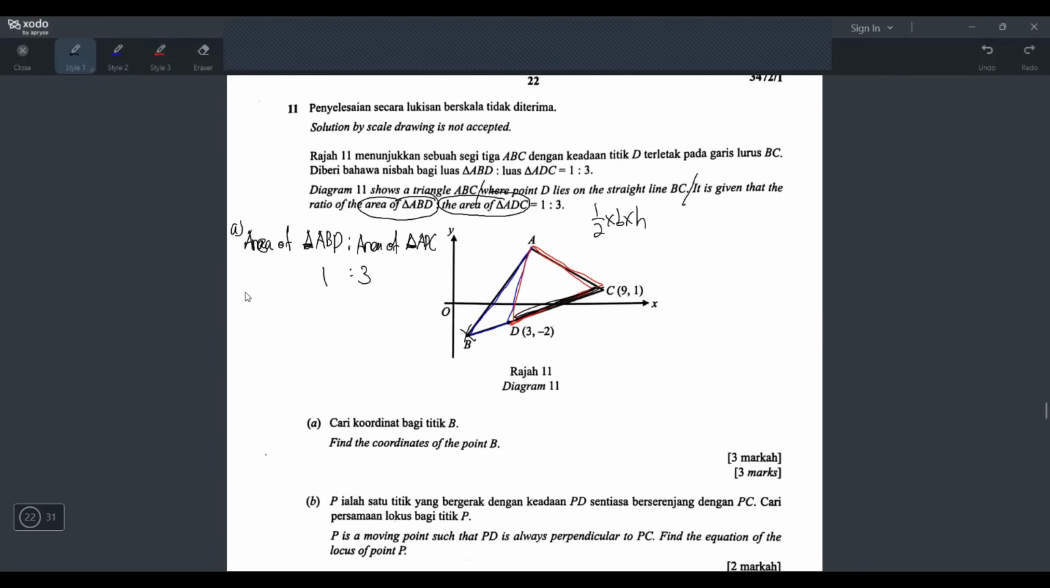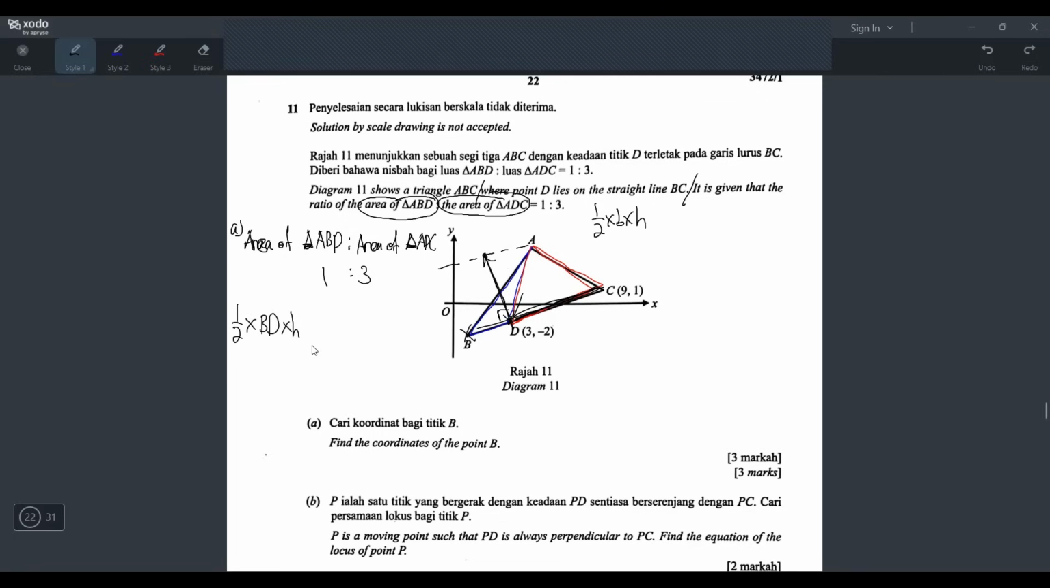So the area of triangle ABD, let's find ABD first. It's 1/2 times base times height. The base we can take as BD. But the height of the triangle, I cannot take this distance. I have to take the perpendicular distance, which means from D here until here. The distance has to be perpendicular with the base, going up until the highest point. This is the distance I have to take. So I'm just going to call it H here.